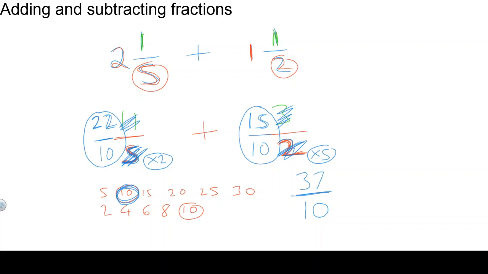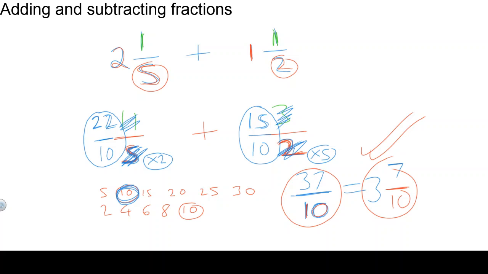Now, if I want to change this fraction, which we can see is a top-heavy fraction, into a mixed fraction, this is what I need to do. I have to figure out how many 10s go into 37. Well, 10 into 37 goes 3 times, with the remainder of 7. Then all I'm going to do is copy this denominator across over here. So that's the answer as a mixed fraction, and that is an answer as a top-heavy fraction.